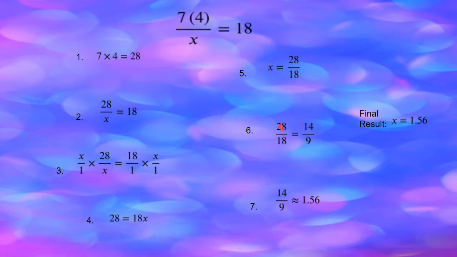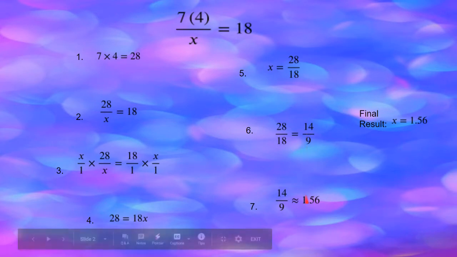So now what you want to do over here is simplify. So what goes into both of these numbers? 2. Okay, so you divide 28 by 2, which is 14, and 18 by 2, which is 9. You're left with 14 over 9.